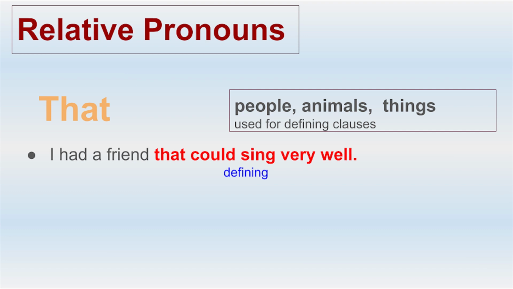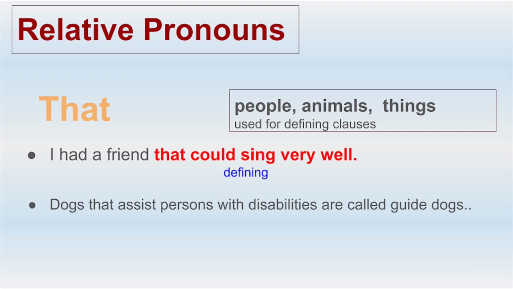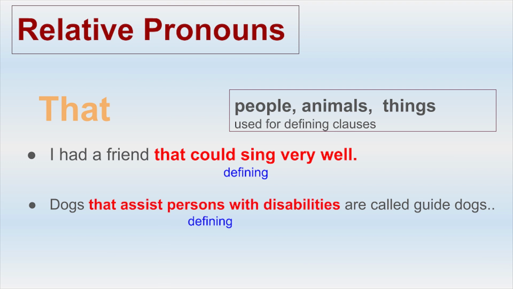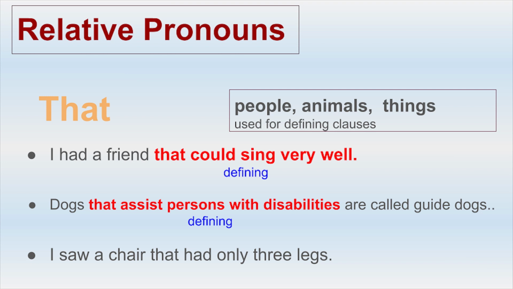Now for an example of when we use that to refer to an animal. Dogs that assist persons with disabilities are called guide dogs. That assist persons with disabilities is the defining relative clause. And when do we use that to refer to things? Here's an example. I saw a chair that had only 3 legs. That had only 3 legs is the defining relative clause.